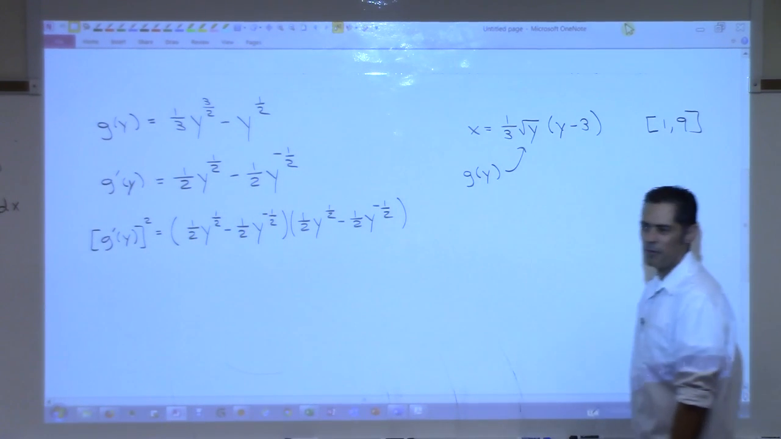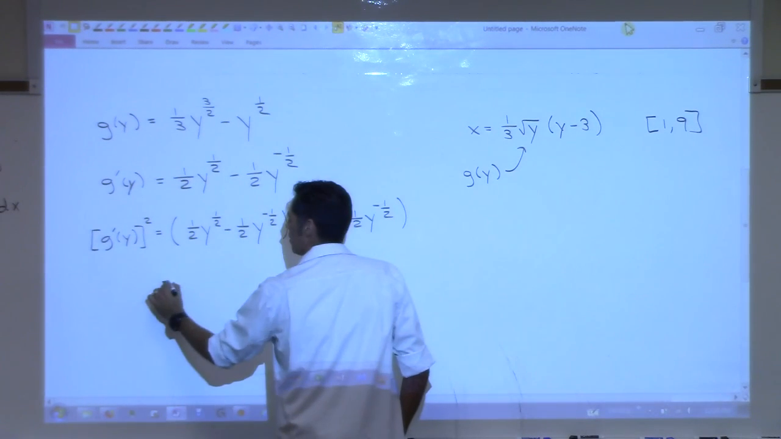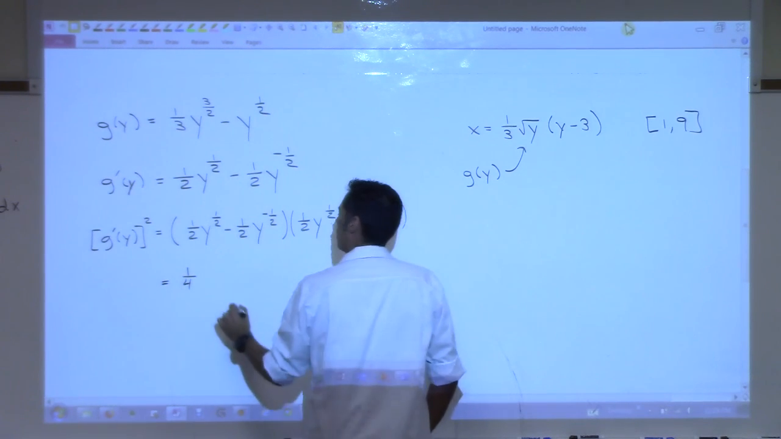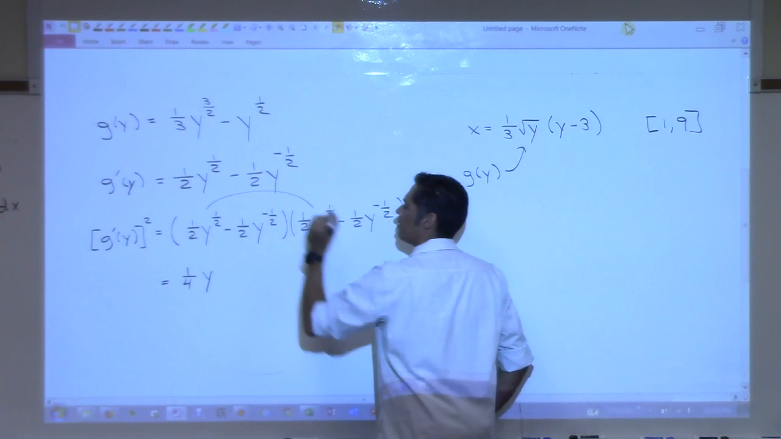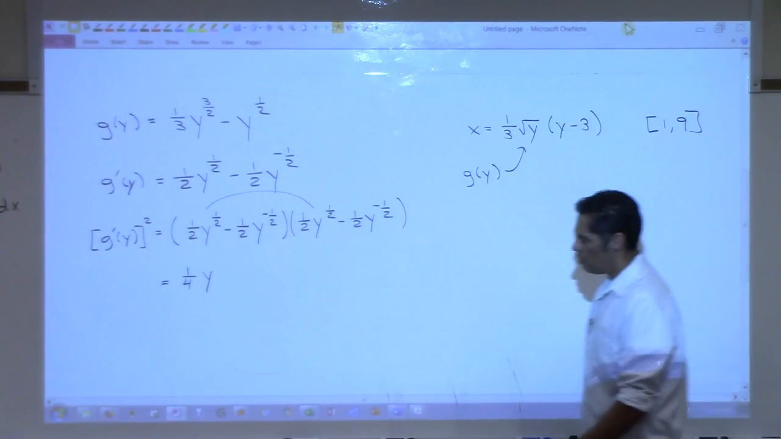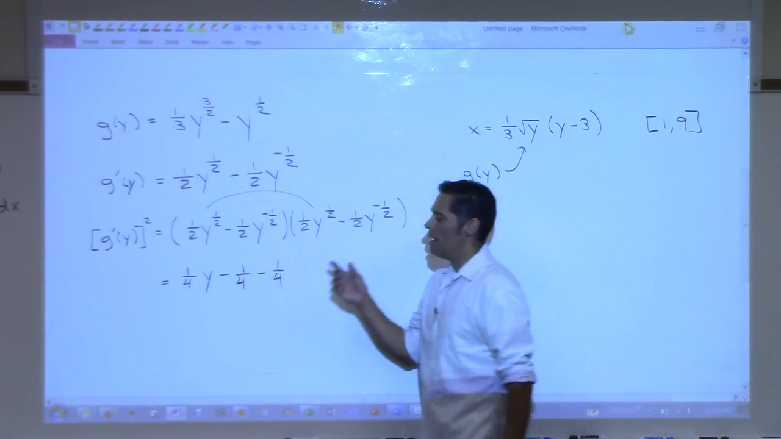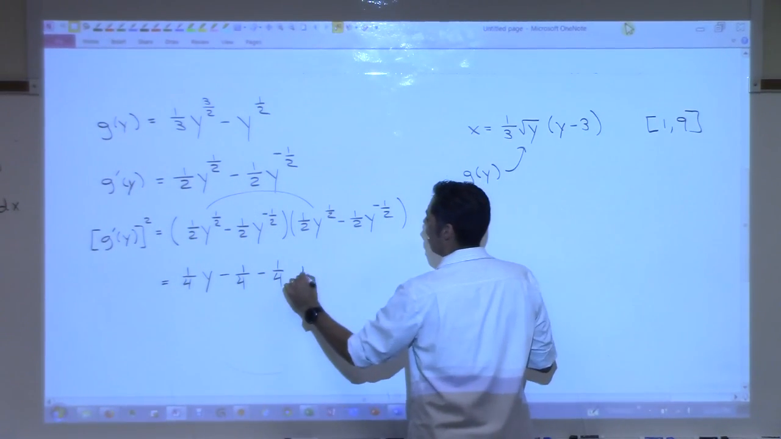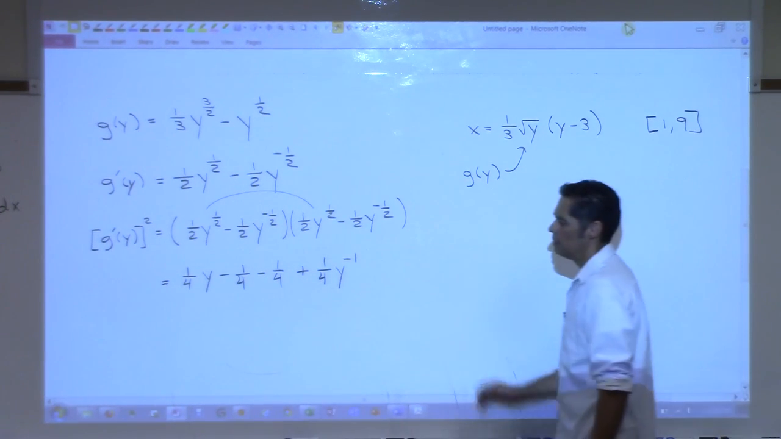That should look somewhat familiar. We did a problem kind of like this earlier, right? My terms here are going to be 1/4 y. That's what I get when I multiply this times this. What about my next one? Minus 1/4. And then the next one would be minus 1/4 again. And then my last one should be plus 1/4 y to the negative 1.